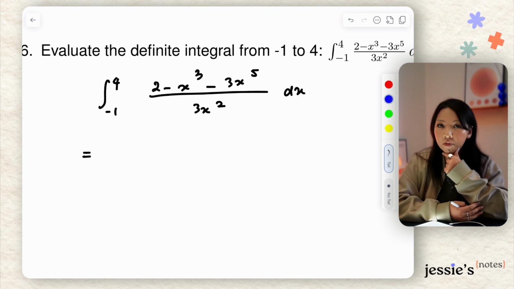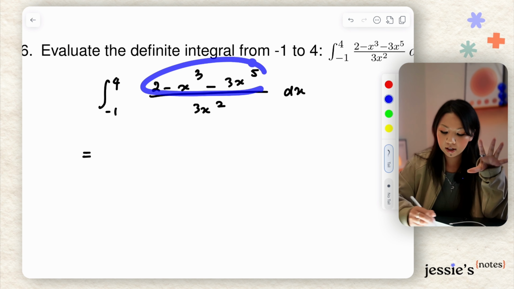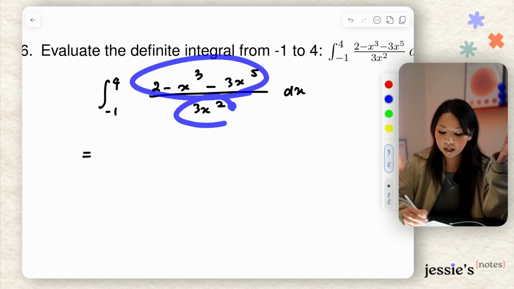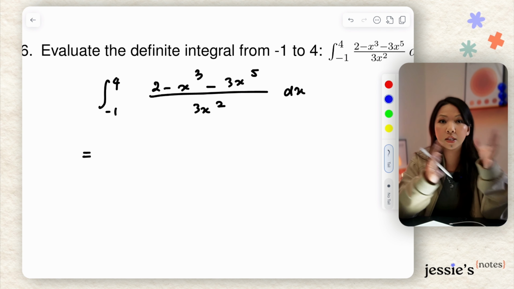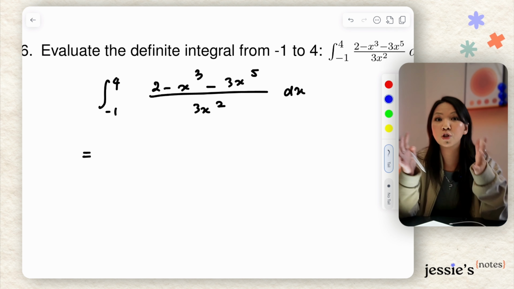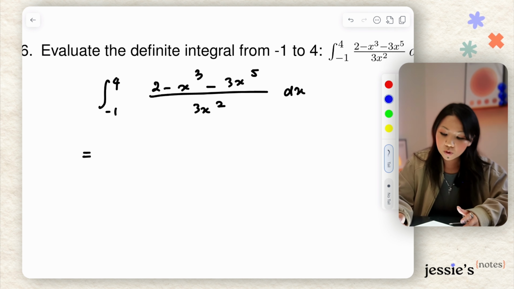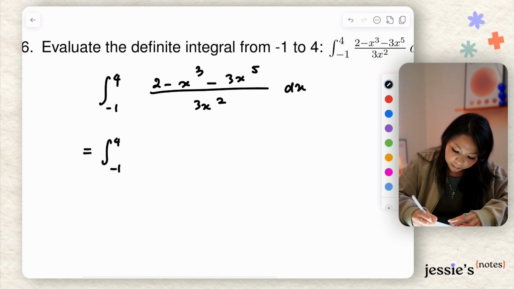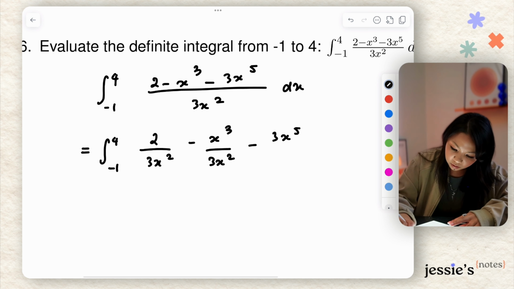The general rule of thumb is when you have a top-heavy fraction, where you have 3 terms here and 1 term here, you have to split this up as 3 individual terms, and then you integrate each individual term. So if I split this up, I'm going to rewrite this as 2 divided by the denominator minus x cubed divided by the denominator minus 3x to the 5 divided by the denominator dx.